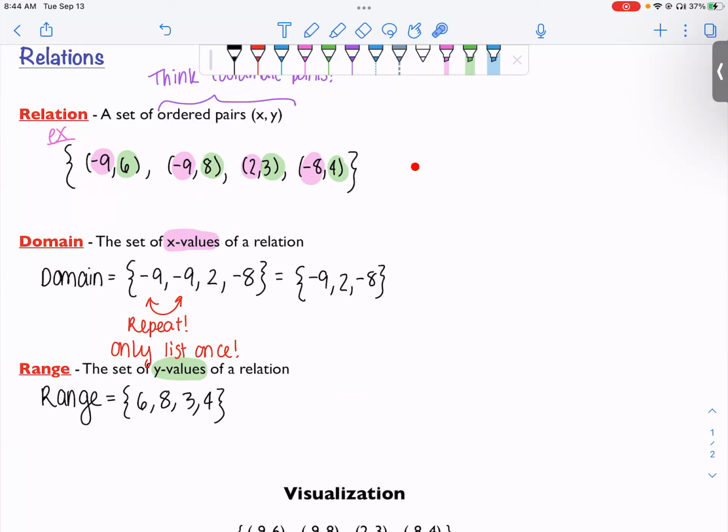So this is what we call a discrete relation. Discrete means that you can count the number of points that are in this relation, whereas with a graph, we can't count all the points. We can't look at all the points like this and list all the x values and all the y values. So for graphs, when we're talking about domain and range, we're giving our answers as intervals of x and y values. I'll make a note right here of that.